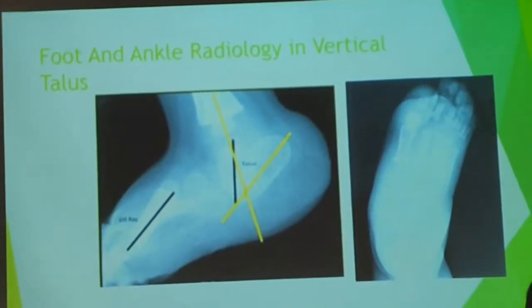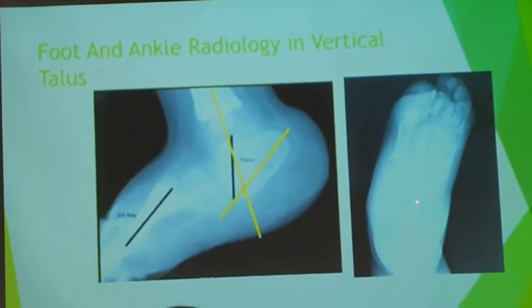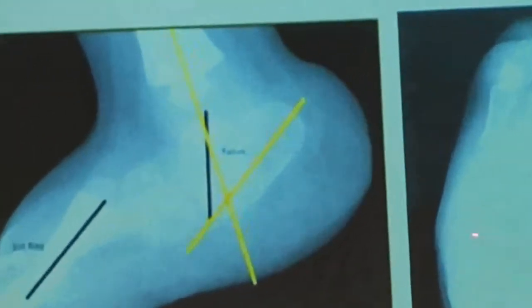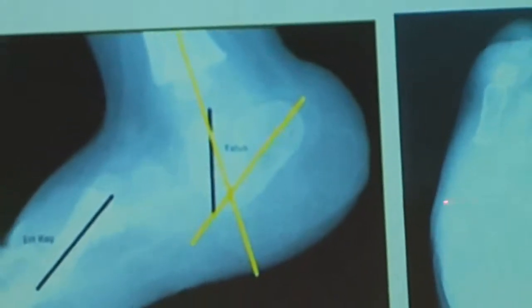In the AP view, if you see this is a line from the center of the calcaneum and the center of the talus. This angle is marked in blue. It means the foot is in the valgus position.